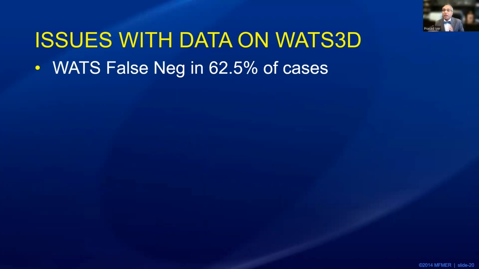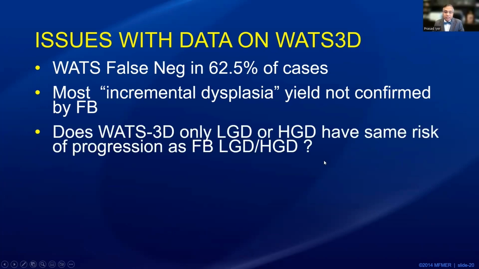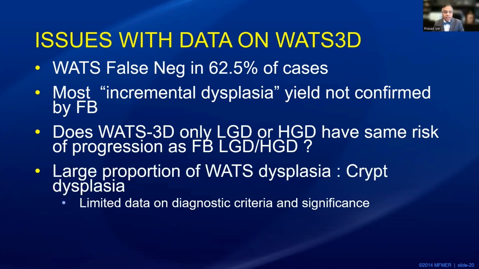When it is compared with forceps biopsies as well, there is a false negative rate of almost 62% with Watts 3D. The second issue you should be aware of is that most incremental dysplasia yield is not confirmed by forceps biopsies in these studies. And of course, we have limited data to know whether the Watts-only low-grade dysplasia or high-grade dysplasia has the same risk of progression as forceps biopsies, low-grade and high-grade dysplasia.